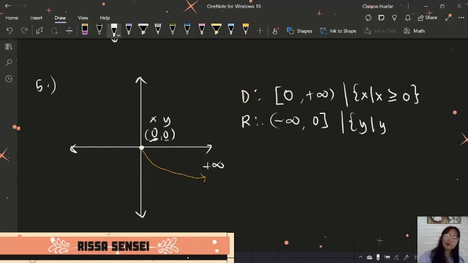Ano ba yung mga numbers between negative infinity and 0? Di ba they are all less than 0? So, it's less than or equal to 0 kasi pababa. Kapag pataas, greater than. Pag pakanan, greater than. Pero pag pakaliwa at pababa, less than. Okay? Included, may equal to kasi included yung 0. So, I hope na naintindihan nyo ang pagkuha ng domain and range by just referring to a graph.